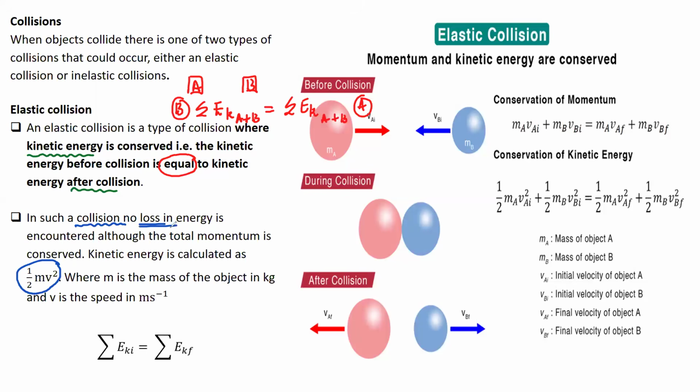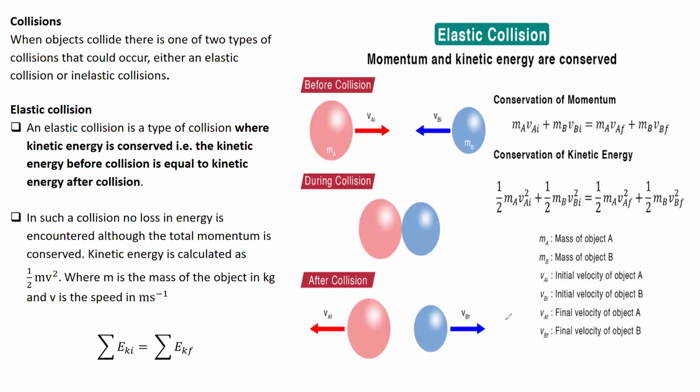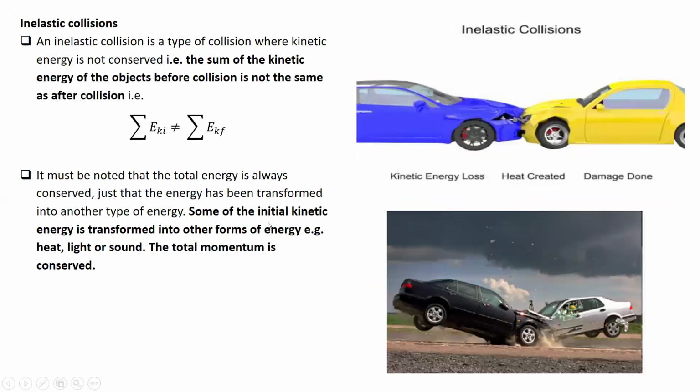What you had before and what you have after are equal. That is an elastic collision. What about if it's inelastic? Well, if it's inelastic, it means that the sum of the kinetic energies before collision is not the same as the sum of the kinetic energies after collision. What you have in terms of kinetic energy before collision and after collision is not the same.